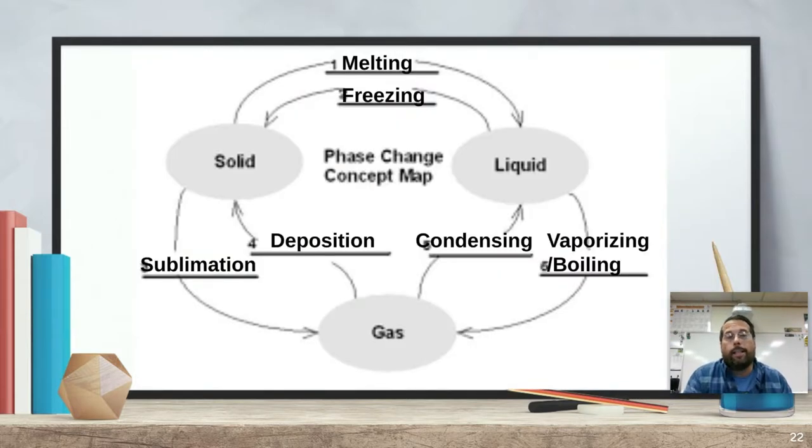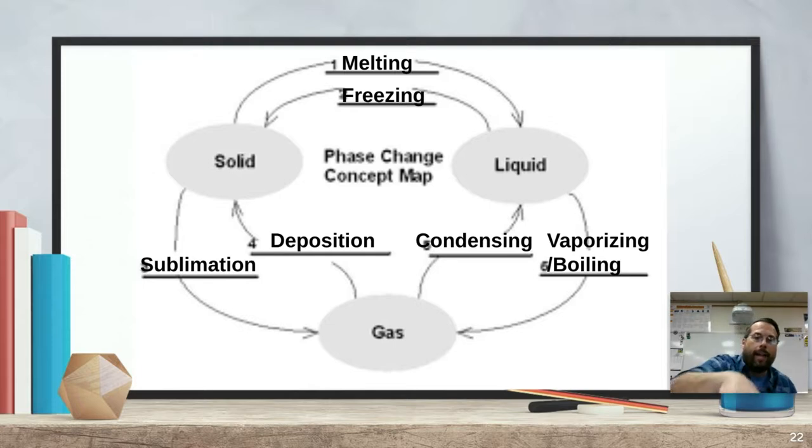Again, you should understand the process between them. We'll do states of matter again in our next unit, so please don't panic if this is confusing. But from solid to a liquid is melting. Liquid to a gas is vaporization or boiling, depending what you want to call it. So on the right-hand side, gas to a liquid is condensing. And then liquid to a solid is freezing.